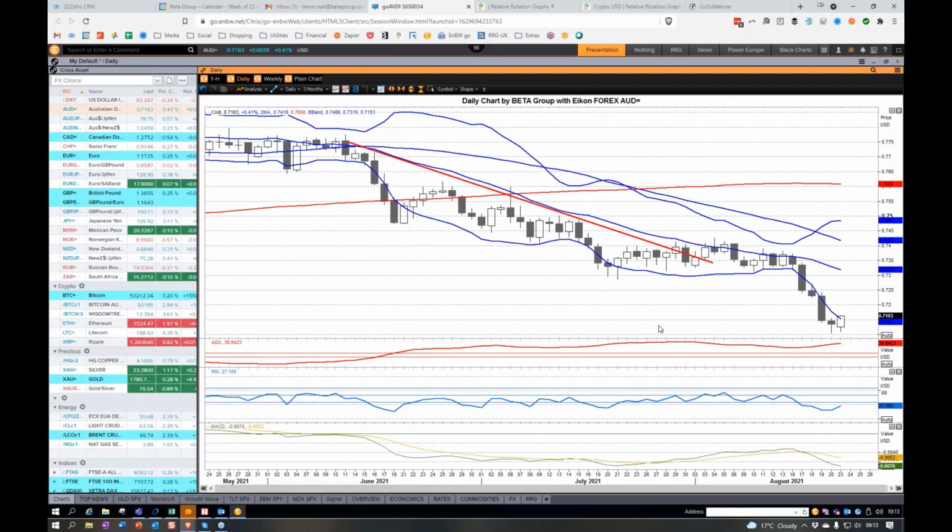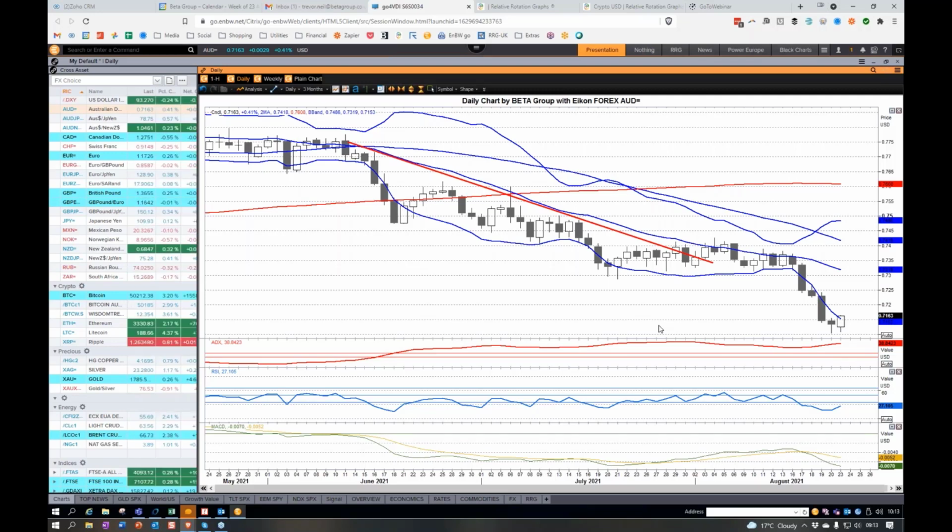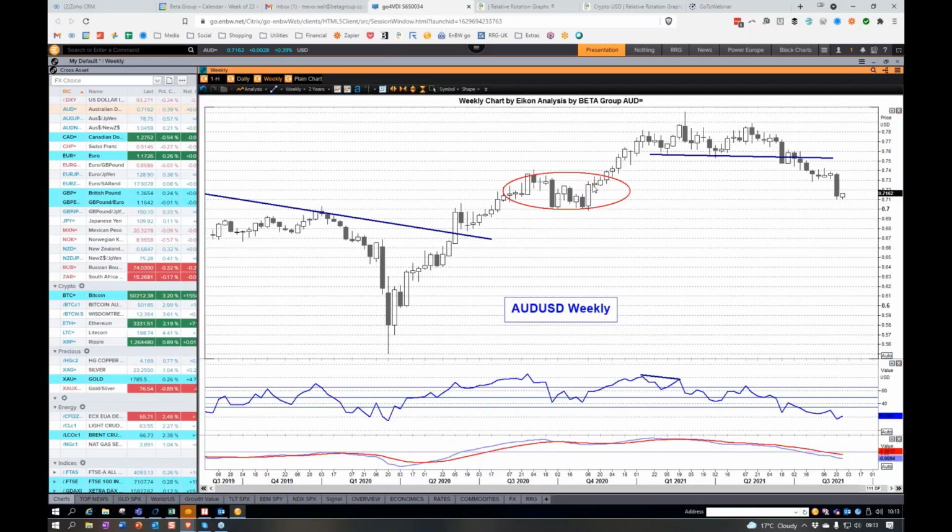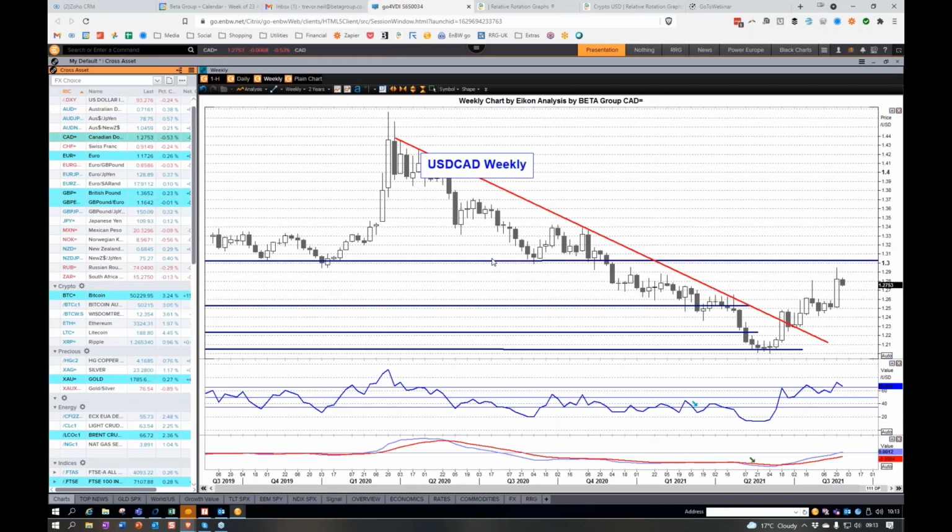So from a daily chart perspective, the downtrend is strengthening, but beware that it's strengthening into this support area here. So we'll find it harder to make certainly the pace of progress that it's been making down the downside.